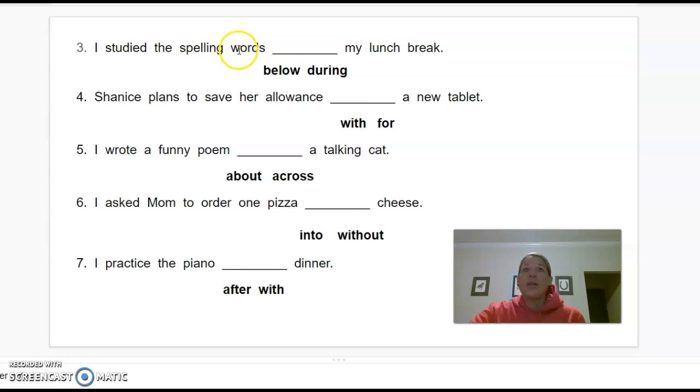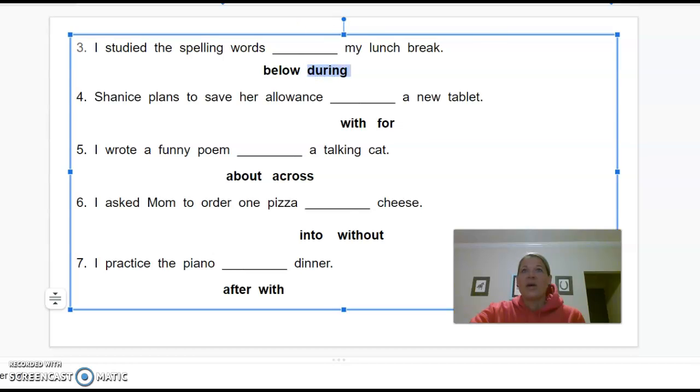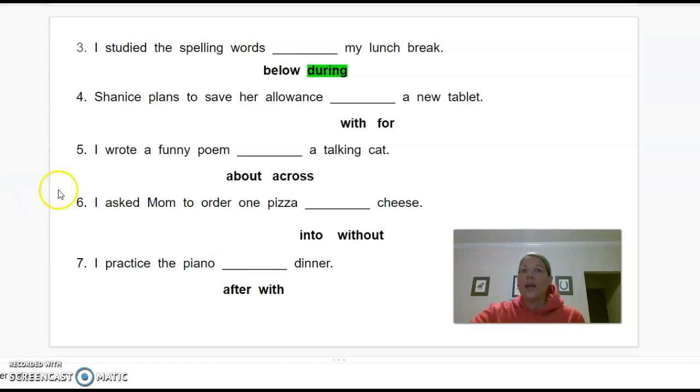I studied the spelling words below my lunch break or during my lunch break. During my lunch break. That answers the question when. When did I study the spelling words? During my lunch break. You guys are going to do 4, 5, 6, and 7 on your own and then turn it in Google Classroom.